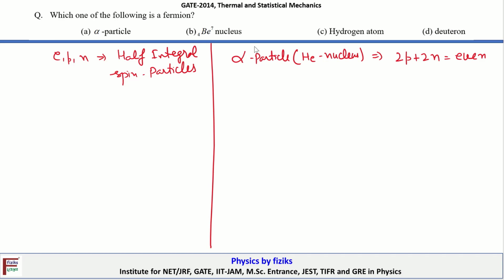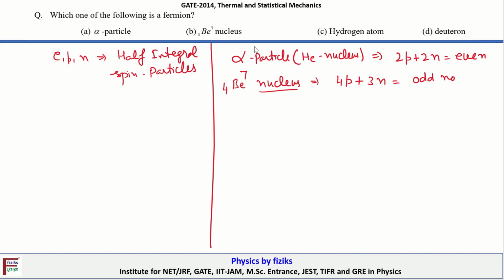So first is the alpha particle, and second is the 4Be7 nucleus. Because it's a nucleus, we simply need to evaluate only the nucleons, or the mass number. The mass number here is 7, so it has 4 protons plus 3 neutrons, and their sum is an odd number.